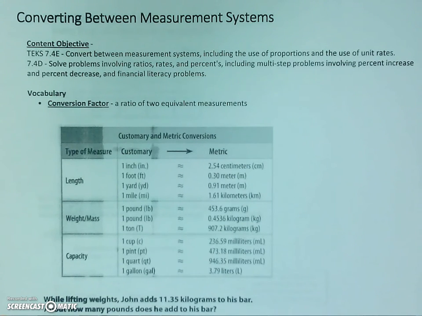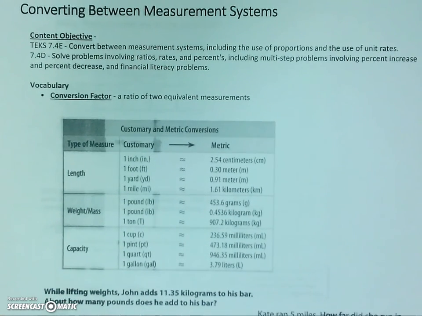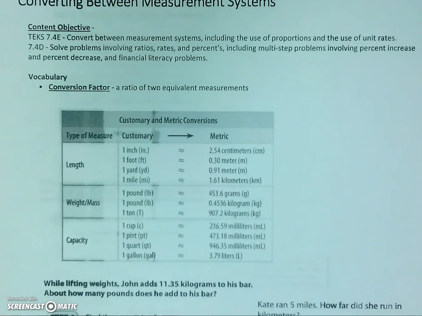Our first vocabulary word is conversion factor. It's just a ratio of two equivalent measurements. So here's this beautiful table I've given to you. This is going to be your guide for all things converting between measurement. You also have these conversions on the math chart, which I'll show you tomorrow in class. But for right now, you can just use this one that I've given to you, okay?